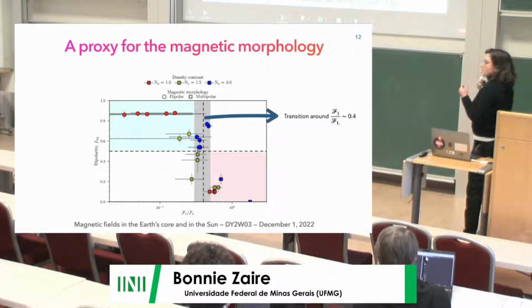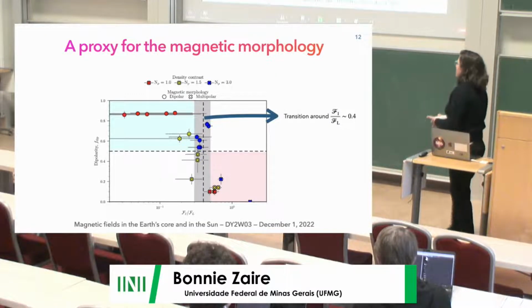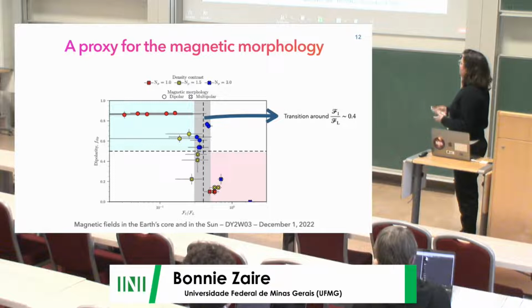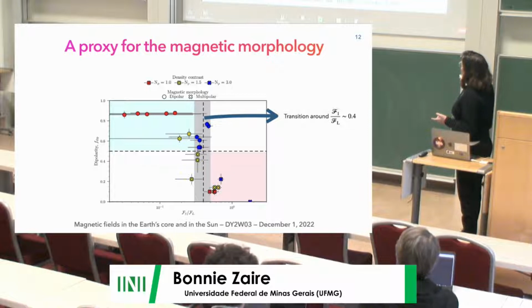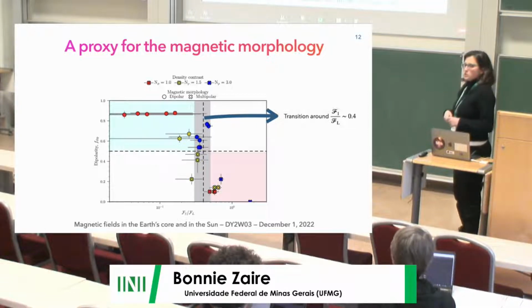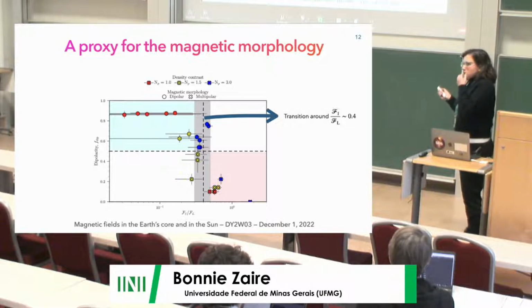So we tried to take this ratio and see how this would sort out our complexity, the magnetic field morphology. And we found that indeed, for our simulations, we can find a nice transition around this ratio of 0.4, which is slightly different from the ratio that was found in Tassin and Buzyna's studies too.